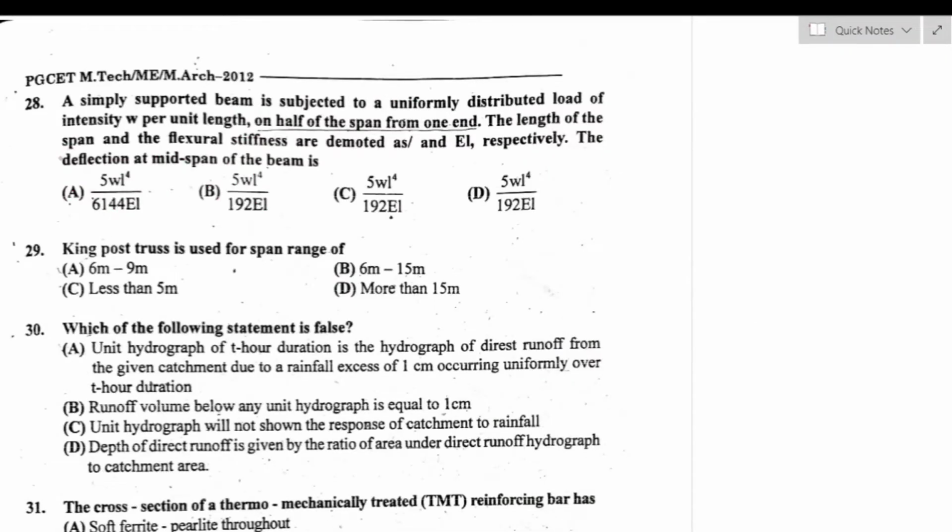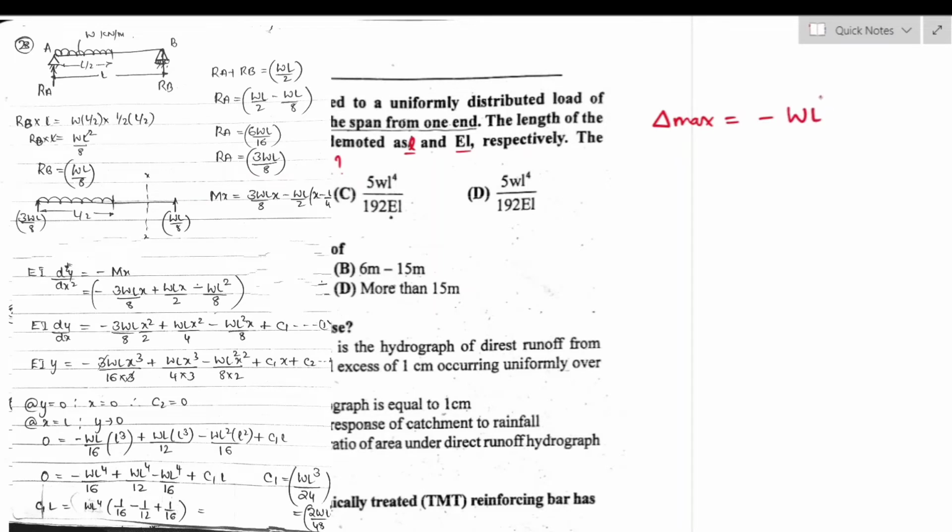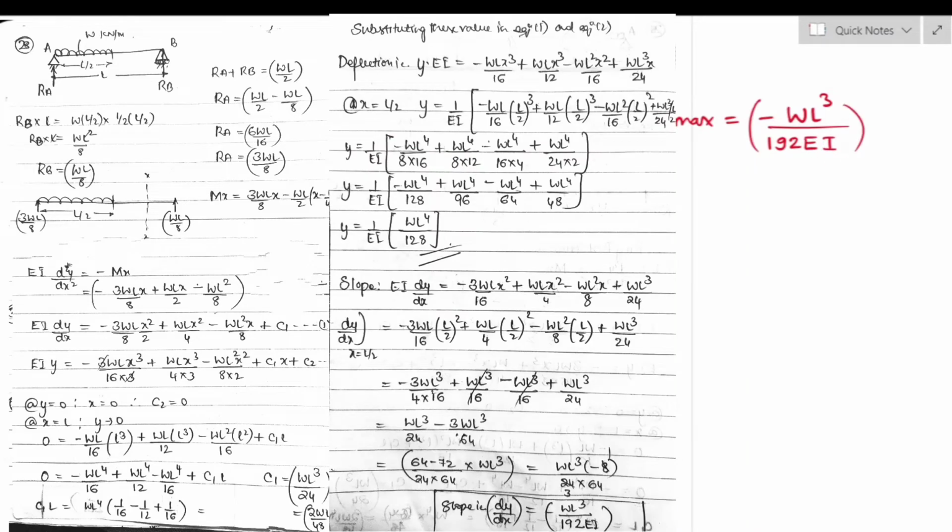Number 28. A simply supported beam is subjected to a uniformly distributed load of intensity W per unit length on half of the span from one end. The length of the span and flexural stiffness are denoted as L and EI. The deflection at the midspan of the beam is. So the maximum deflection is minus WL cube by 192 EI. The calculation is as follows.